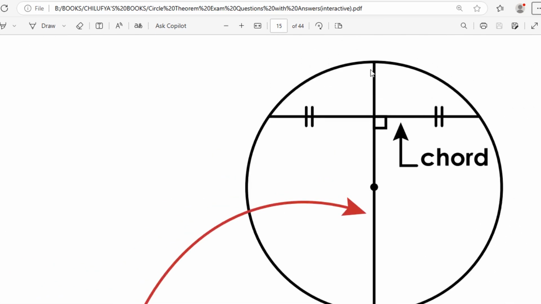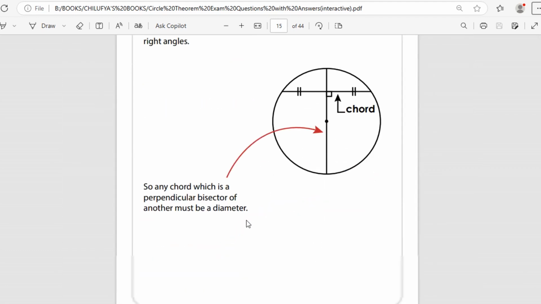Just by looking at this long vertical line, you can see that this is the diameter because it passes through the center of this circle. And as you can see, it cuts, or bisects, this horizontal line here in half at a 90-degree angle. So that's what they mean by that statement. So this is the conclusion. They're saying that any chord which is a perpendicular bisector of another must be a diameter.